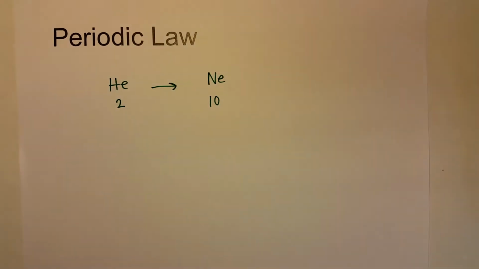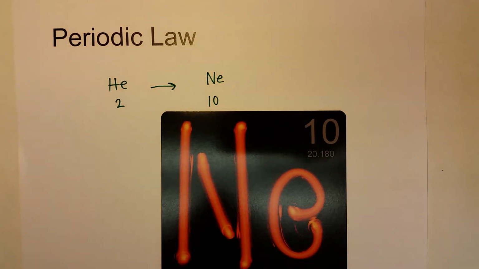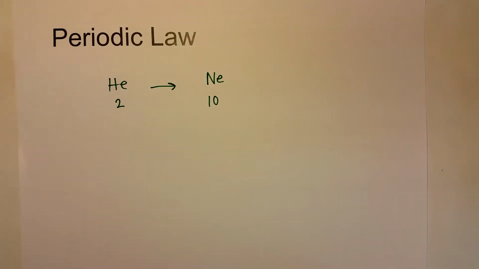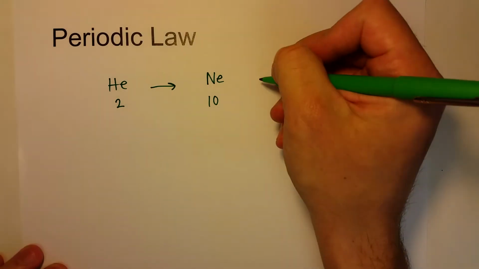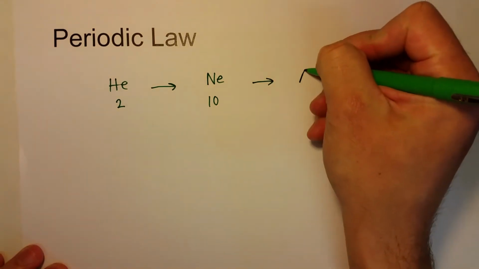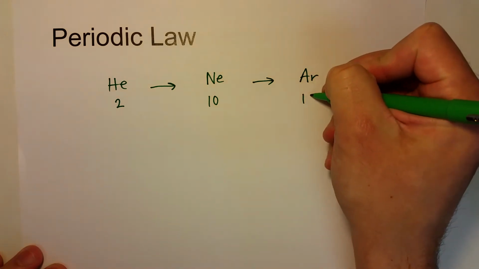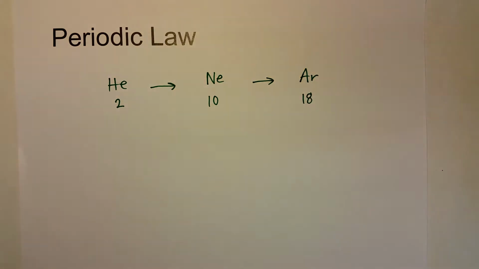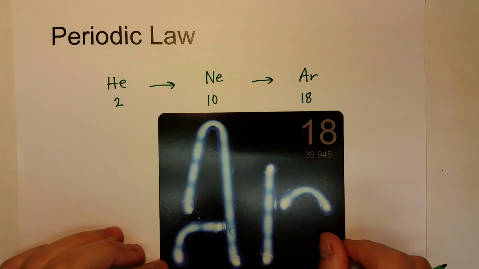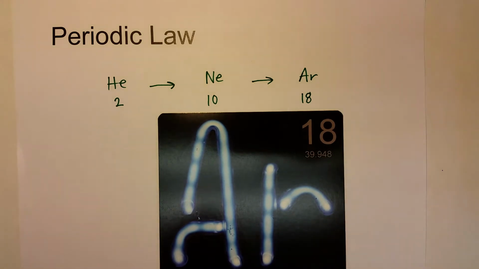Atomic number 10, 10 protons. Neon is also a gas at room temperature. It is also very inert, doesn't react with anything in nature, just like helium. 8 elements later, we have argon, element number 18. And argon is also a gas at room temperature and extremely inert.